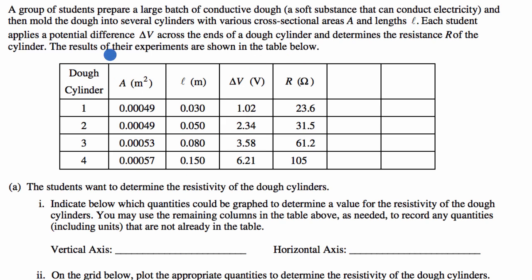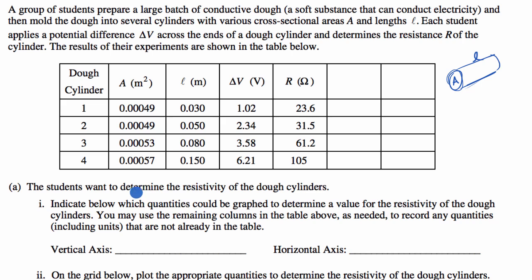So what they're doing, they're taking this conductive dough, and they're making cylinders of different cross-sectional areas and different lengths. So they're varying the cross-sectional area and the length, but it's all being made out of the same material. And then depending on how they vary that, you get different resistances.